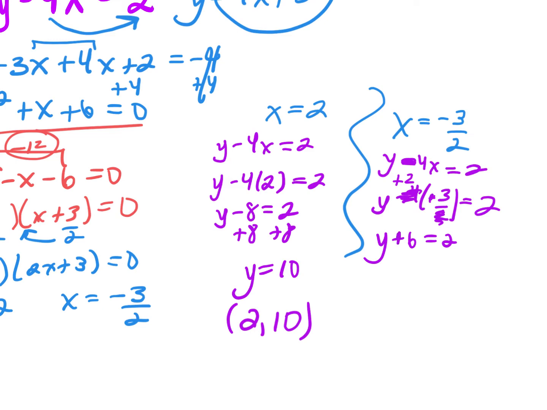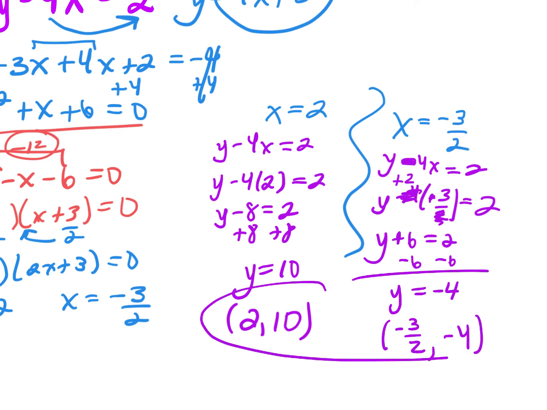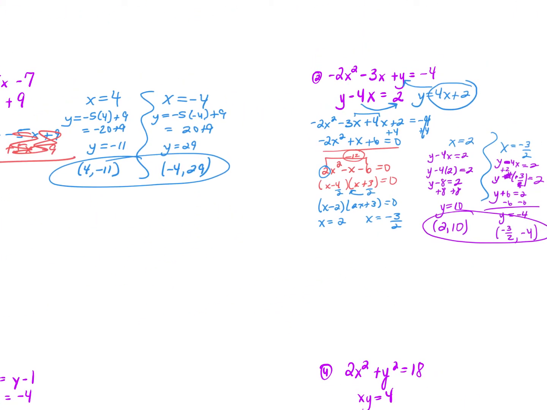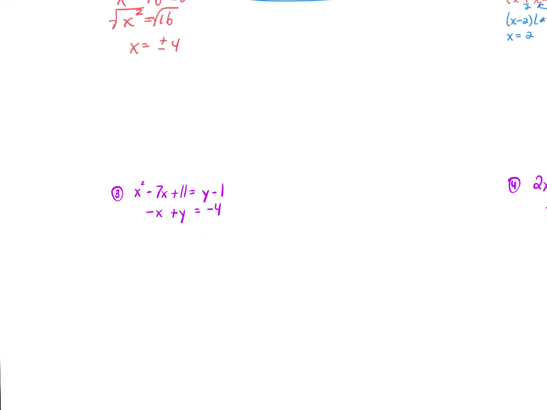So now what do we do to both sides? Subtract the 6, and you get y equals negative 4. So what's my ordered pair? Negative 3 over 2, comma, negative 4. And what can I do to make sure that I'm right? Plug it back in. Good. Questions so far? We're okay? All right, again, go ahead.